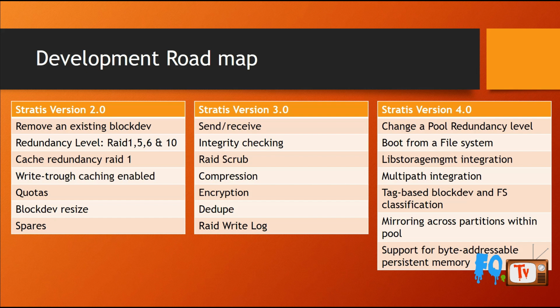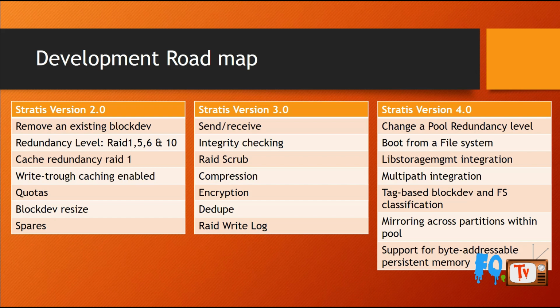I'm not sure how it's going to be, but they said in the roadmap it is going to come in version 4. And boot from a file system. If this comes, most of the LVM stuff and other things may go off, of course not immediately, but it would be a boot from the file system with Stratis, which may give you a lot more flexibility. And libstoragemgmt integration and multipath integration. Multipath will be very useful if you present LUNs from the storage, so that makes sense.